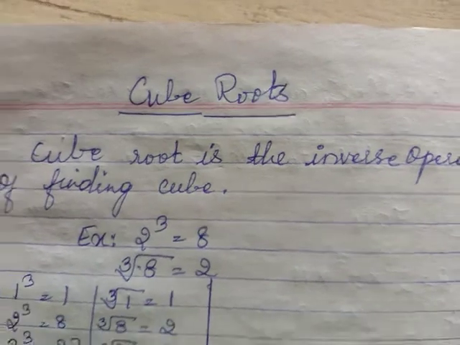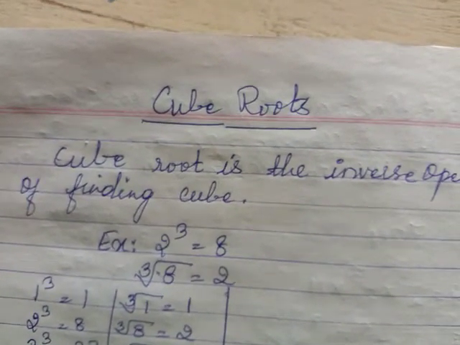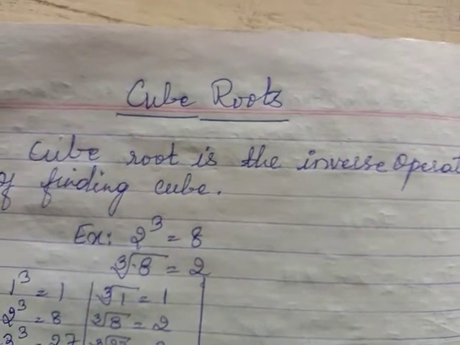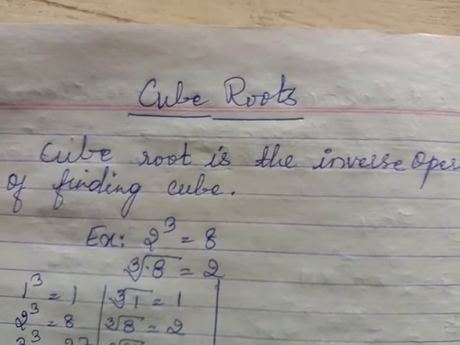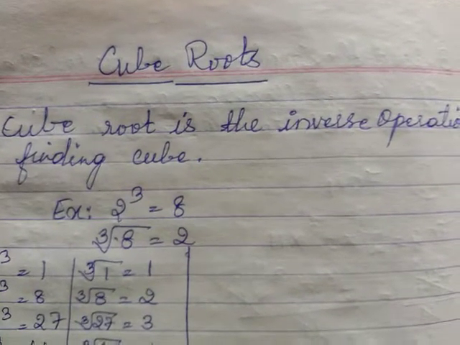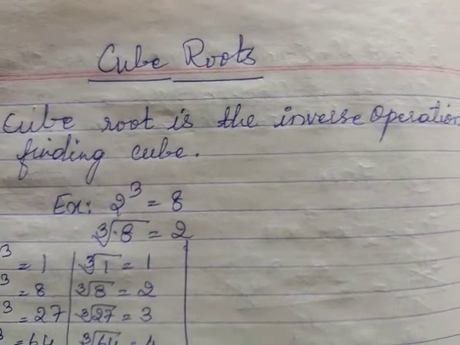Now I am explaining cube roots. In the last class I explained cubes. Now cube roots. So what is a cube root? It is the inverse operation of finding a cube.